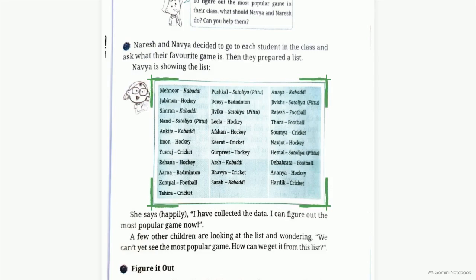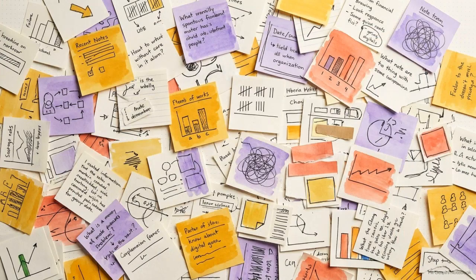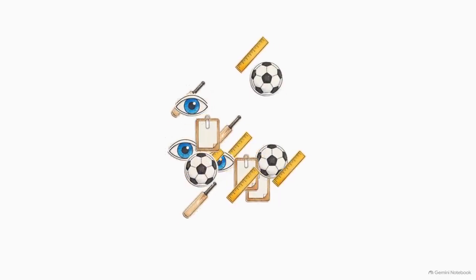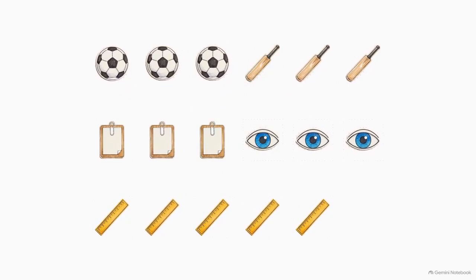Look at this table. When the information is unstructured like this, you can't tell which sport is the most popular without scanning every single row. Without an organized structure, raw data is just noise. To actually understand what the information is telling us, we need tools to sort and group it.